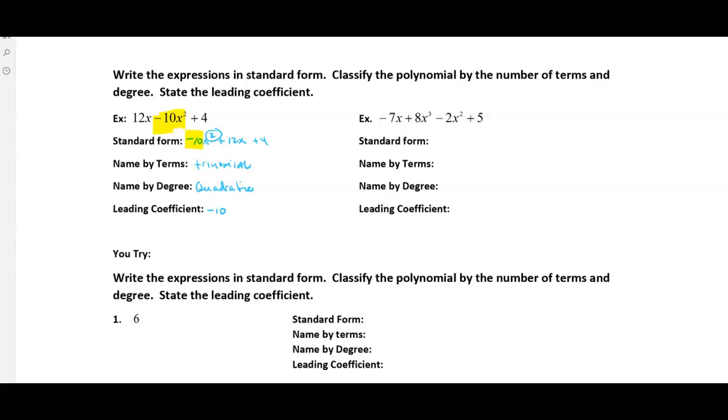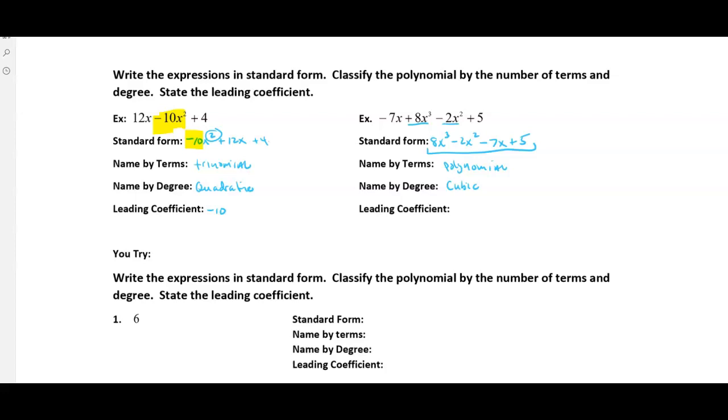So the next one, standard form. 3 is my highest exponent, so I'm going to write that term first. 2 is the second highest, so minus 2x squared. X is the next one, so minus 7x, then plus 5. Since this has 4 terms, we're just going to call it a polynomial. And the name by degree would be a cubic, because the highest exponent is 3.